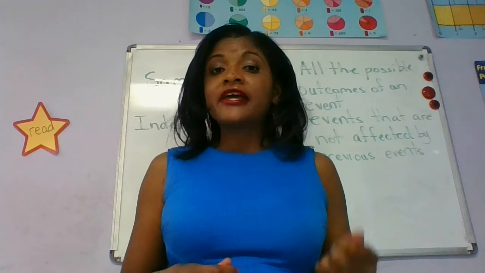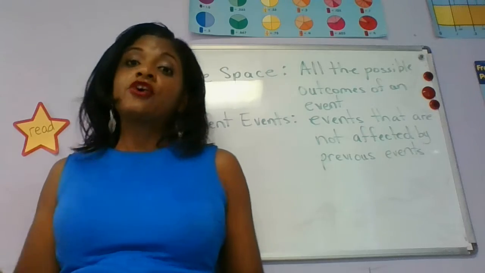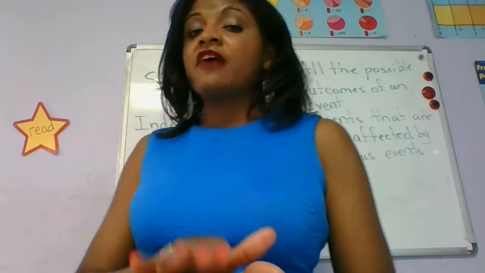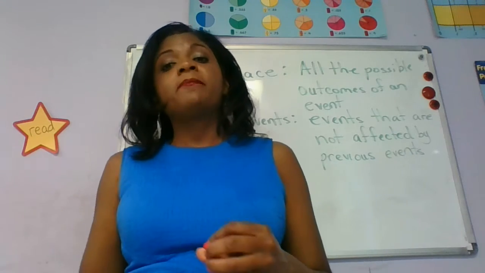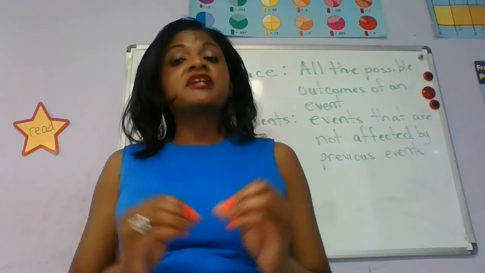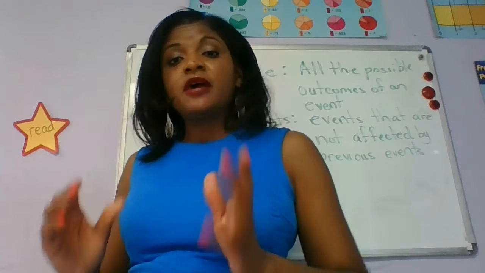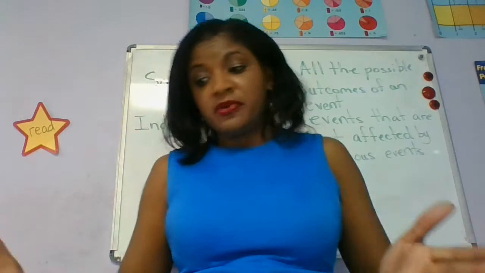Pulling out a card can be an independent event if you pull out a card and you put it right back so you still have 52 cards in the deck. If you do not put the card back, then it does become a dependent event because then your probability does change. But today we're just going to be looking at examples of independent events.